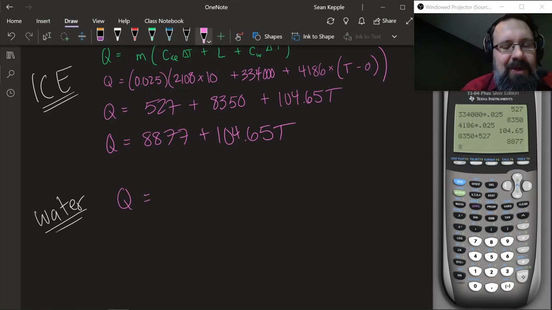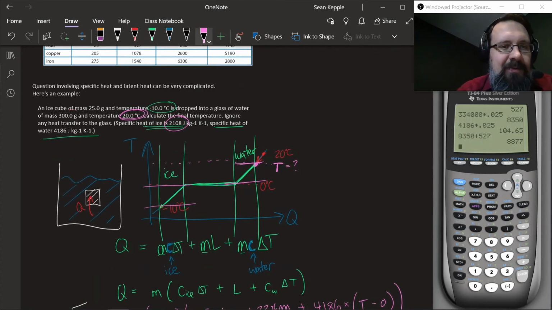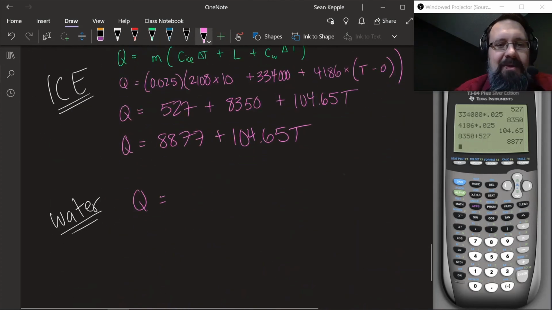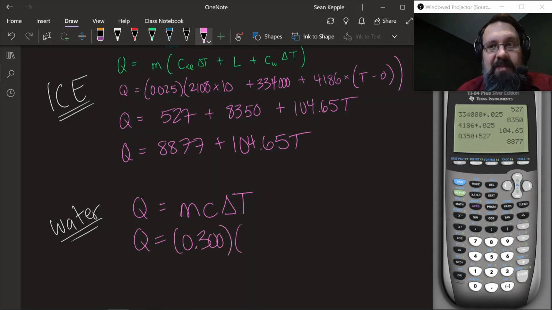Q equals, okay, so what happened to the water was we had a mass of water, not ice. This is the water's mass. The mass of the water was 300 grams. So that's going to be MC delta T for the water. So here we go. So we're going to have Q equals 0.3. That's the 300 grams times the specific heat of water, 4186, times the change in temperature of the water. So the temperature of the water, it was a final temperature of T, and it was an initial temperature of 20.